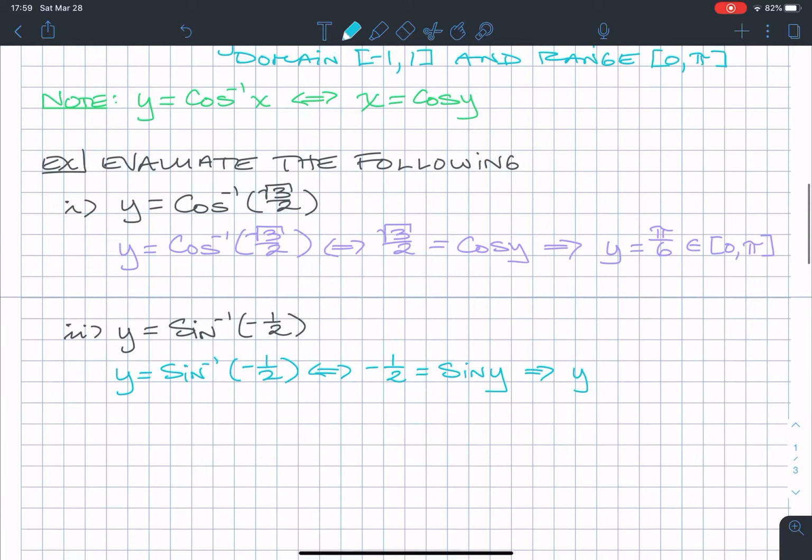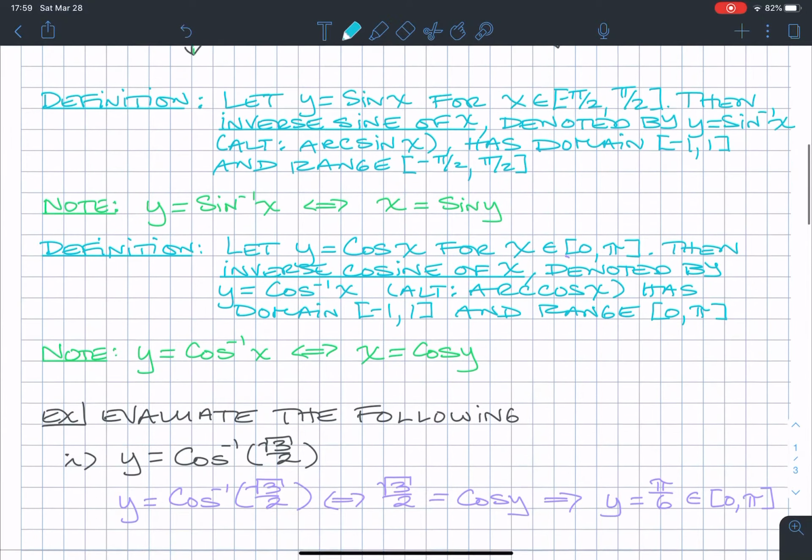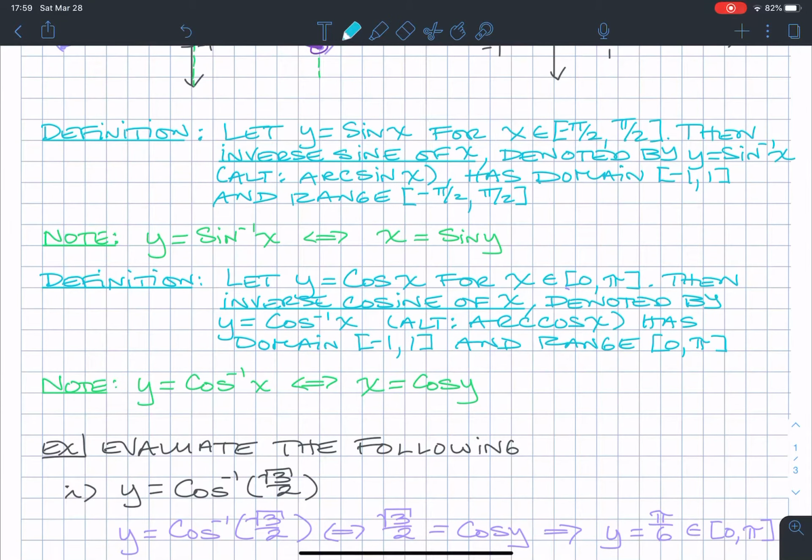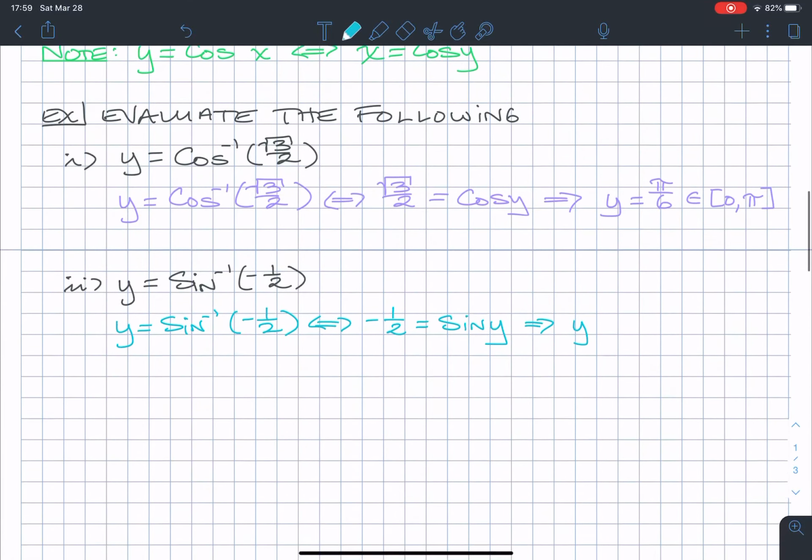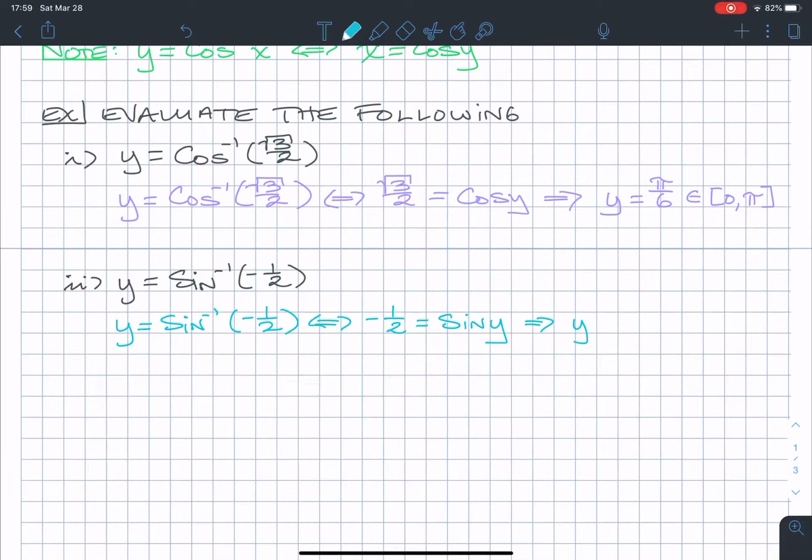But remember, the allowable domain for sine inverse is between negative pi over 2, that is the 4th quadrant, and positive pi over 2. So sine is 1/2 at a reference angle of pi over 6, so this is negative pi over 6, which is forced to be between negative pi over 2 in the 4th quadrant and pi over 2, the 1st quadrant.